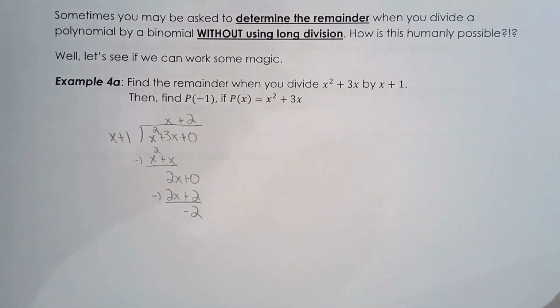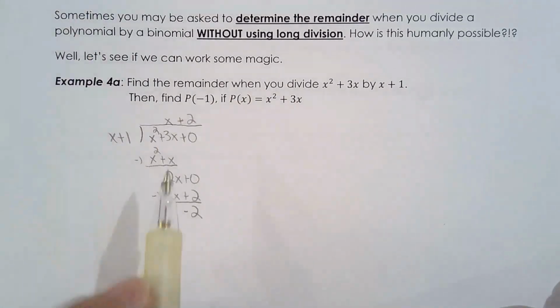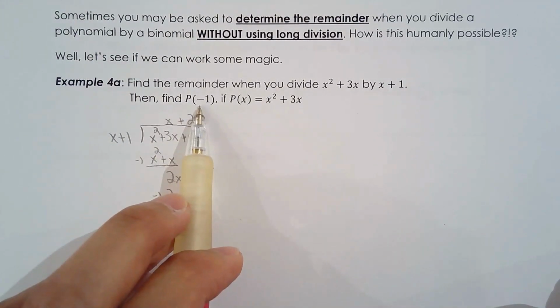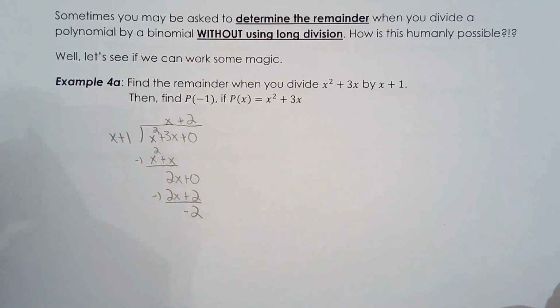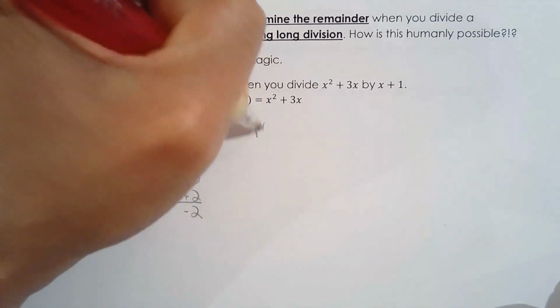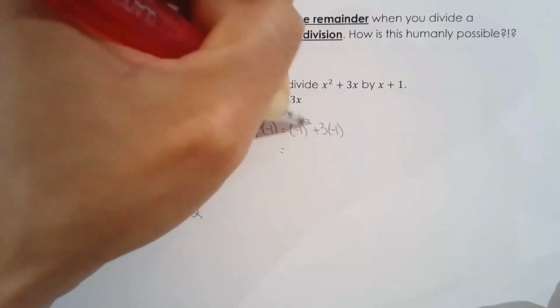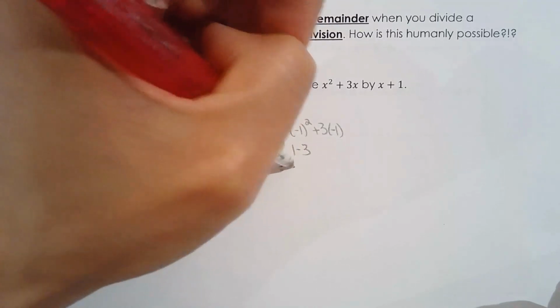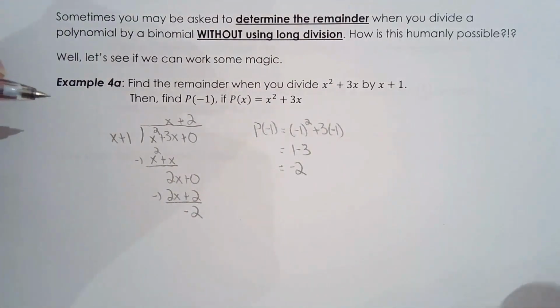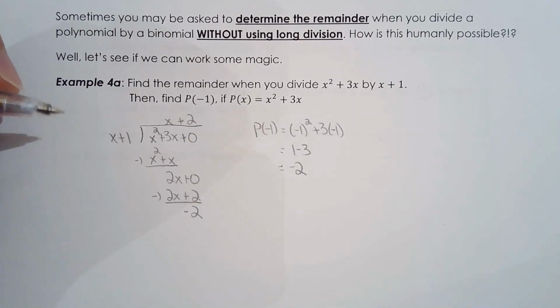Now, like I said, I really want to find the remainder without doing all this work. So I ask you then, find p of negative 1 if p of x equals x squared plus 3x. Let's try. P of negative 1 equals negative 1 squared plus 3 times negative 1. So this is 1 minus 3. Hey, negative 2. Interesting. Okay, let's keep going.